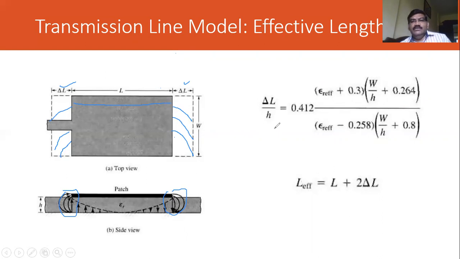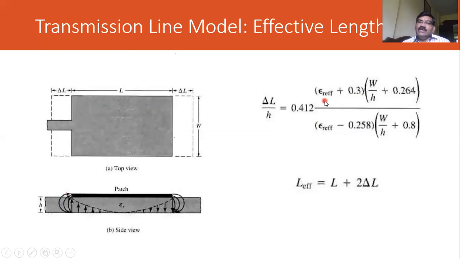This is again based on the epsilon effective, as we have just calculated. So this is one parameter. W is the width of the patch, and H is the height of the substrate. These parameters have an impact on the entire equation. So here, W by H, sorry, delta L by H, this formula is used, and based on that, delta L is calculated by this formula.